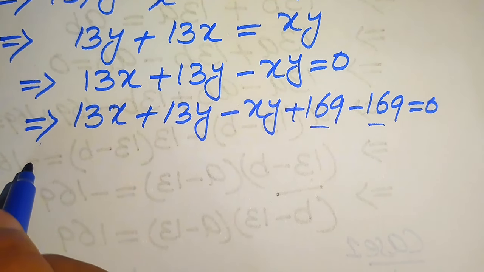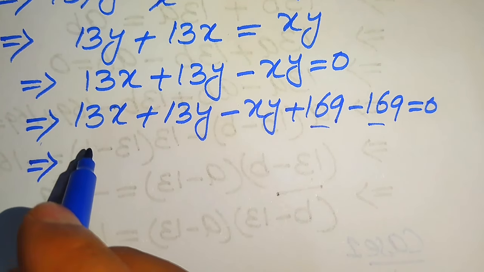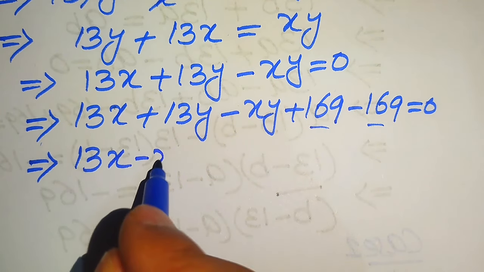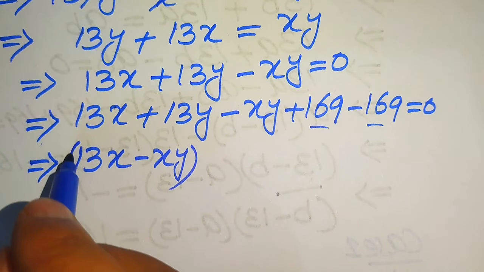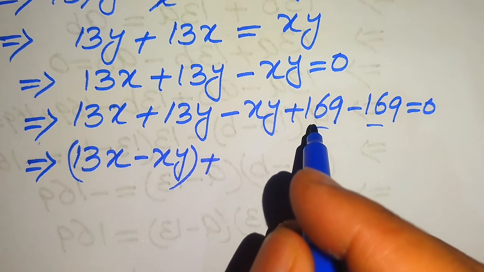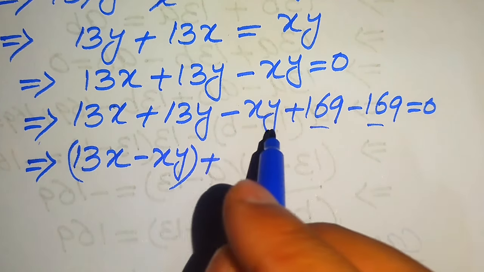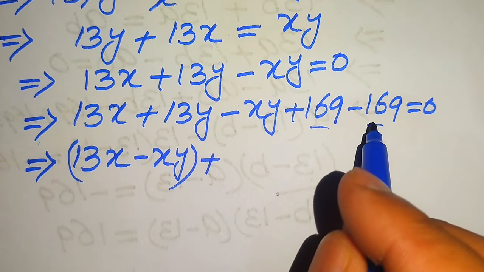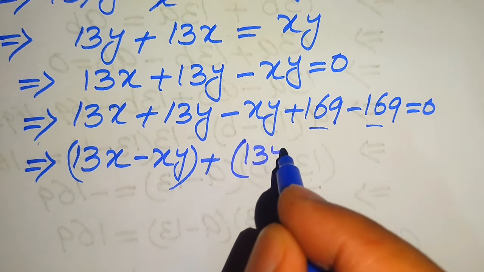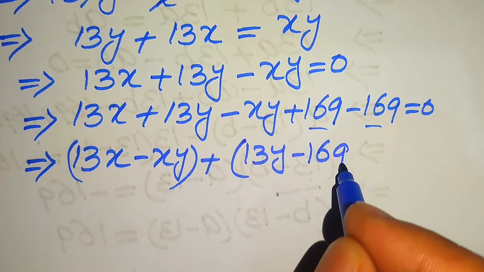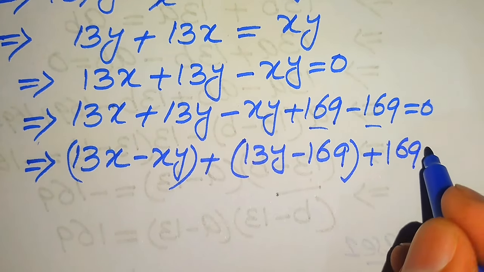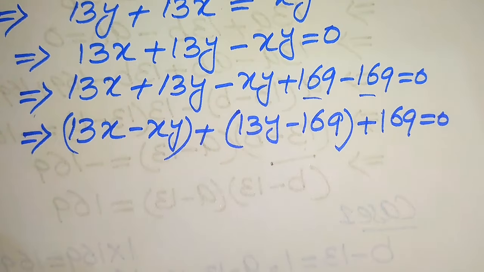So here we again rearrange the terms and we make the pair of 13x with this xy, and we make the pair of this 13y with this 169, so it will be written as 13y minus 169, and this is our plus 169 equals 0.